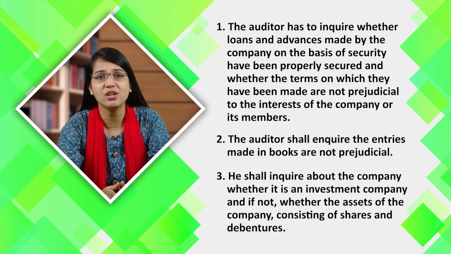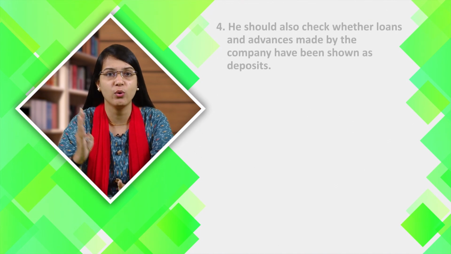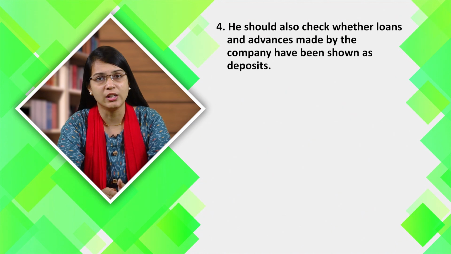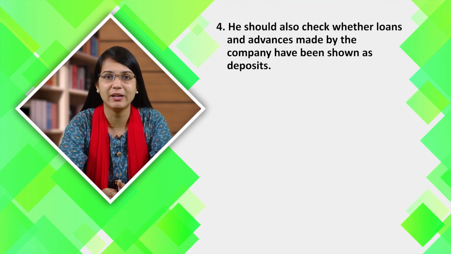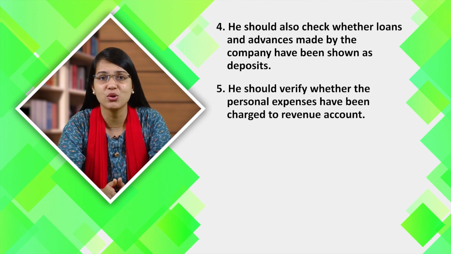Number third, he shall inquire about the company whether it is an investment company and if not, whether the assets of the company consist of shares and debentures. Number four, he should also check whether loans and advances made by the company have been shown as deposits. Number five, he should verify whether the personal expenses have been charged to revenue account.